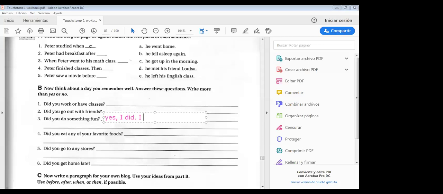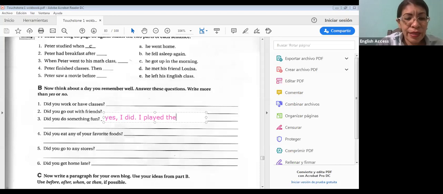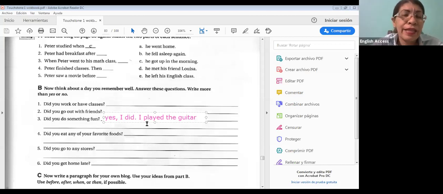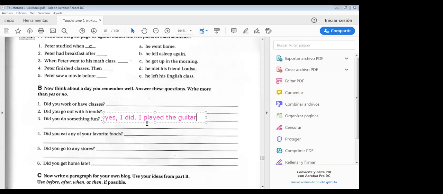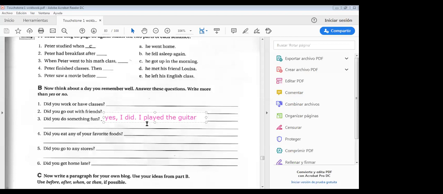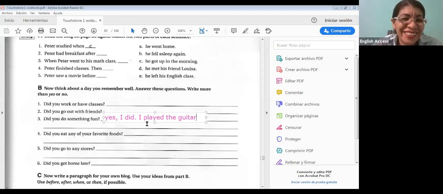Play guitar. Okay, I played the guitar. Just like that, Omar. Yes, I did. I played the guitar. Okay, and that's it. Thank you, Omar. Okay. Number four, Damaris. Did you eat any of your favorite food? Yes, I did. I ate tacos and picada. Delicious. Okay, number five, Abby.